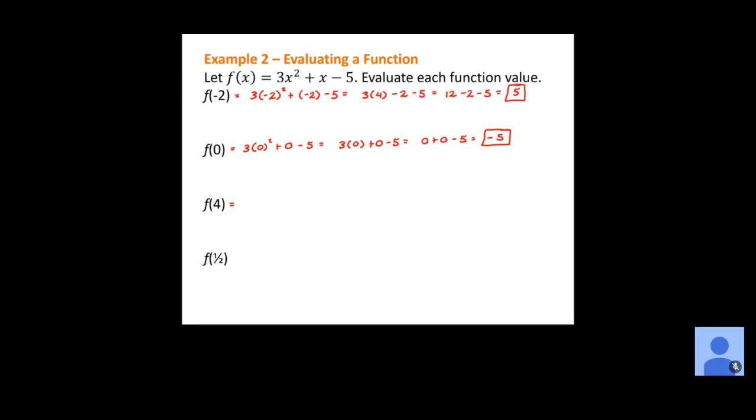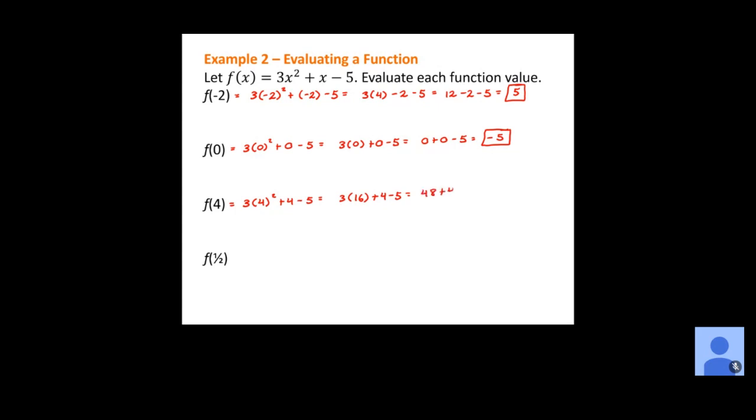All right, now if we do f of 4, we're going to substitute that in everywhere we have an x. So 3 times 4 squared plus 4 minus 5. Again, order of operations, 4 squared comes first, so that gives us 3 times 16 plus 4 minus 5. We do our multiplication this time. 3 times 16 is 48.